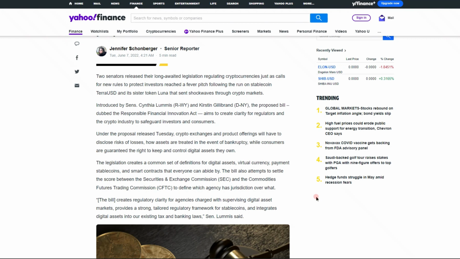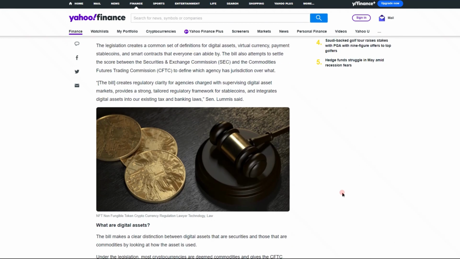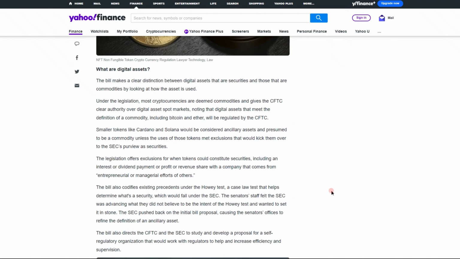Commodities Futures Trading Commission, CFTC, to define which agency has jurisdiction over what. The bill creates regulatory clarity for agencies charged with supervising digital asset markets, providing a strong, tailored regulatory framework for stablecoins, and integrates digital assets into our existing tax and banking laws, Senator Lummis said. What are digital assets? The bill makes a clear distinction between the digital assets that are securities and those that are commodities by looking at how the asset is used.